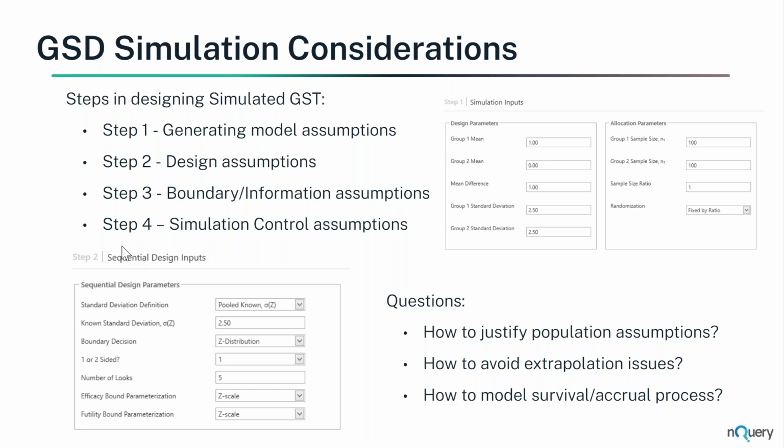Step two, your design assumptions. This is the screenshot below. This is sharing some of the values you consider here, like if you want to use pooled or unpooled standard deviation, and if the standard deviation is known, and other stuff like number of looks when it's a two-sided test, and how you're parameterizing your bounds. Your third step will be going to your boundary and information assumptions, and then finally you need to decide just usual simulation variables like a seed number and how many simulations you want to run.